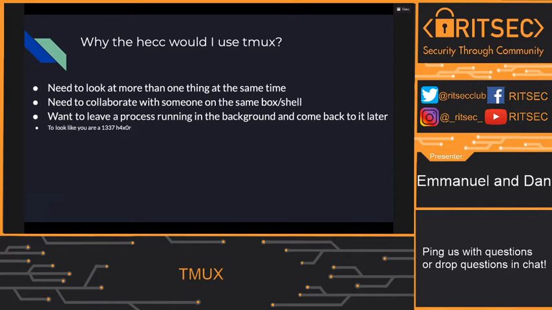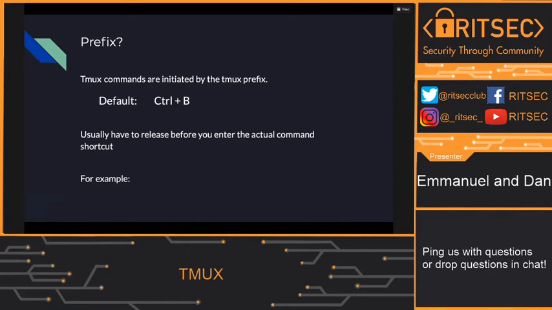Have you ever been connected to a remote machine and running a task that takes a long time, but you don't know if your SSH connection is going to die, and you want to run it in the background and come back to it later? You should probably use TMUX. Also, it makes you look super cool because you've got like 12 windows and you're switching back and forth, so you can look like an elite hacker. Highly recommend.